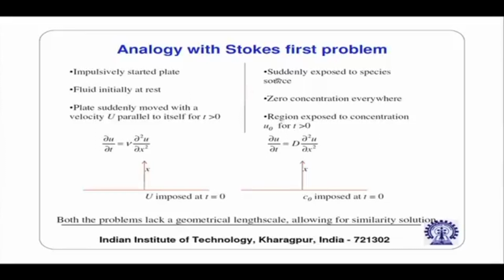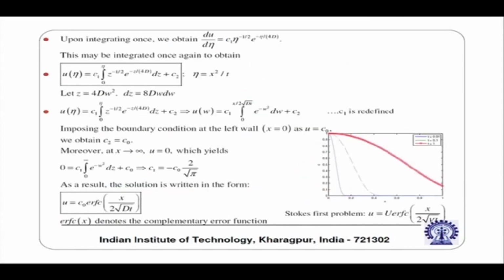and this particular problem of diffusion is that it is suddenly exposed to a species source, 0 concentration everywhere, the region exposed to concentration C0 for t greater than 0. So very same equation, just nu and D are different coefficients, but same equation with same boundary condition. So the solution for this is exactly the same as the solution for the Stokes first problem.